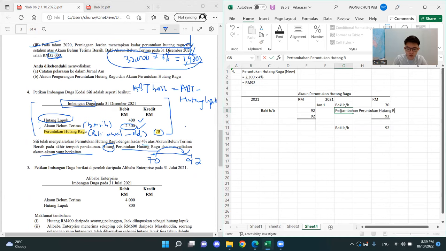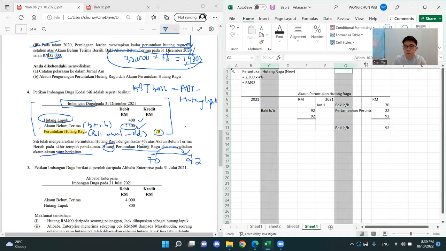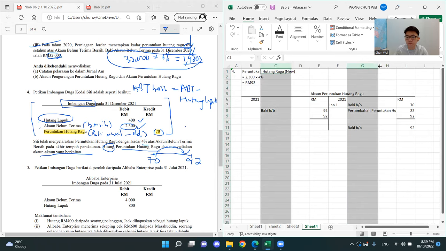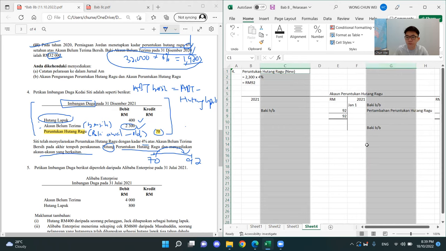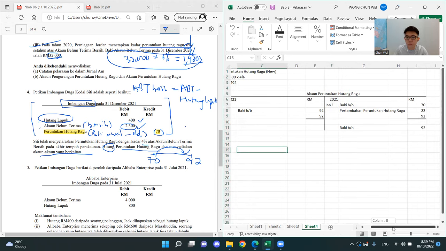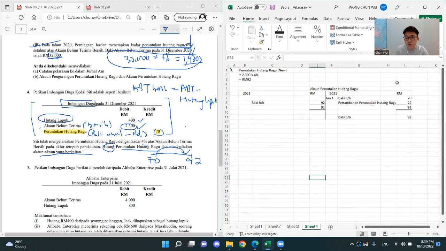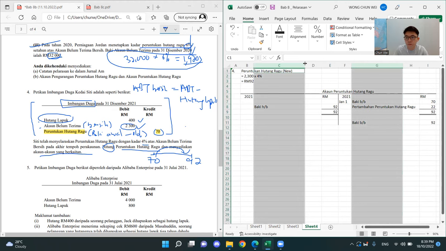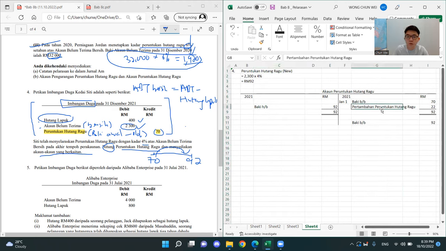Pertambahan peruntukan hutang ragu. So you just use 92 minus 70 and you get 22, which is this figure. It's the same thing. So then you get your pertambahan. So this is on December 31st. This is also December 31st.